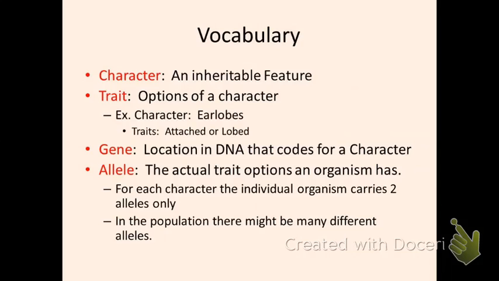For each character, an organism will carry 2 alleles, and in the population you might see more than 2 alleles. For example, rose color has pink, red, white, and multiple colors. So there are multiple color alleles in a population, but the actual one rose plant only has 2 of those.